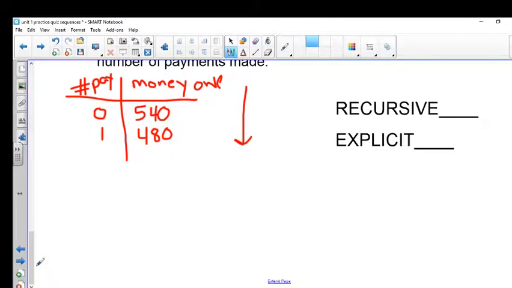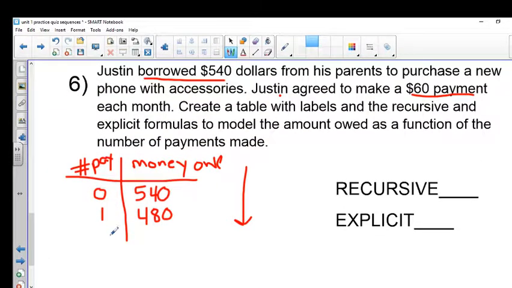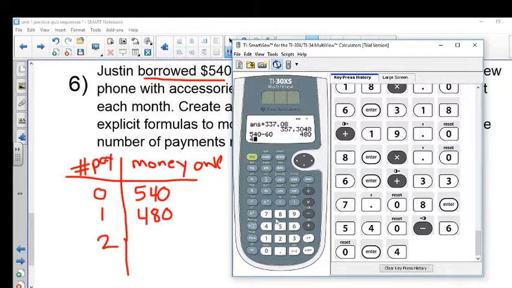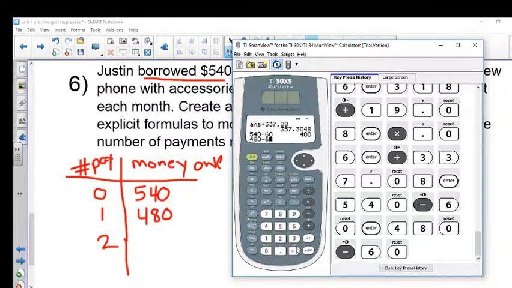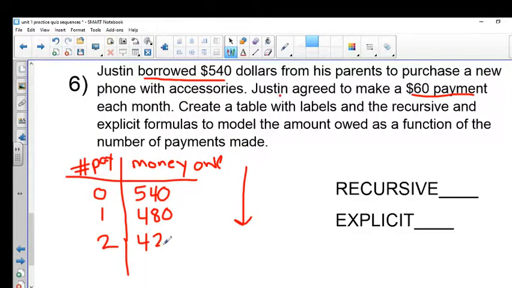Okay? So remember I said we do like 4 numbers here. So let's do the second one. This is the second month. So he has 480, and remember what was his payment he has to make? $60. So we come here: 480 minus 60. Okay? We get 420. So you see each time we're going down by 60. That's what we're doing.